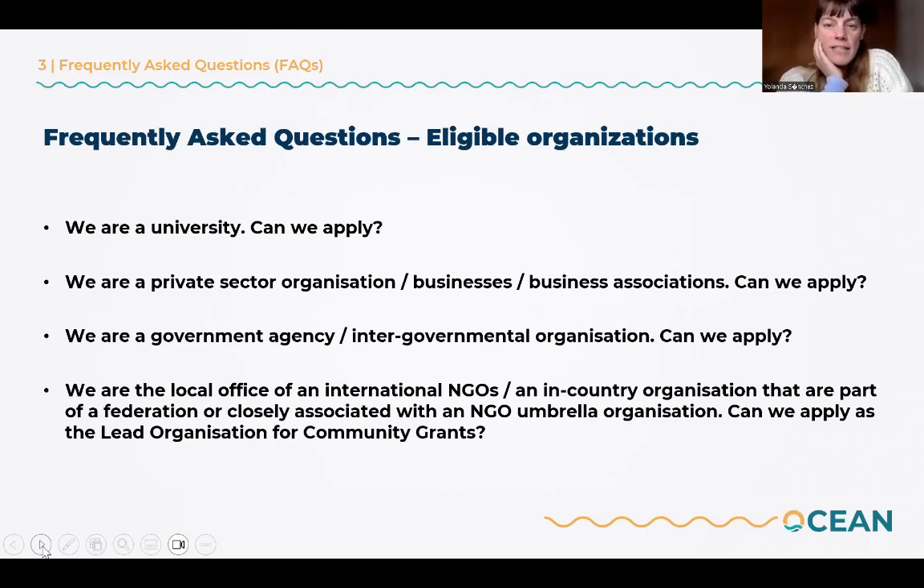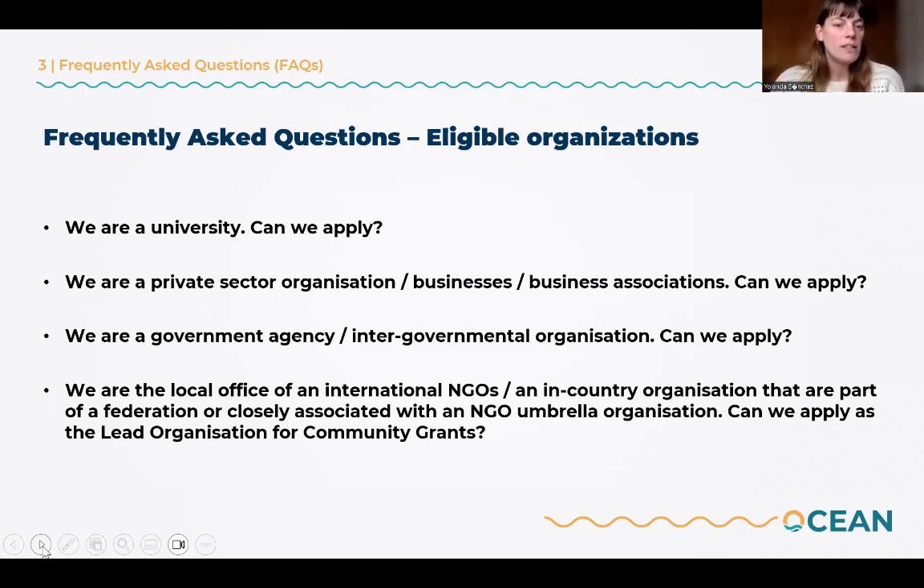And here are some questions about eligible organizations that Billy has already mentioned before. If we are a university, can we apply? Research centers and universities can apply, but they should be independent from government funding, because we cannot fund governmental or intergovernmental organizations, and even if they can be partners of the project, they cannot receive funds. So they cannot be a lead organization and they cannot receive funds. In the case of private sector organizations, businesses and business associations, for this round 2, yes, they can apply. And as has been said, government agencies and intergovernmental organizations cannot apply for funds. They can be partners of the projects, but they cannot receive funds and they cannot be lead organizations.